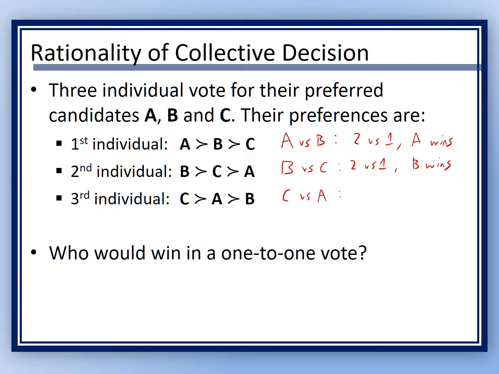Now C versus A. The first individual prefers A to C, so 1 vote for A. The second individual prefers C to A, so 1 vote for C. And the third individual prefers C to A, so 2 votes for C.